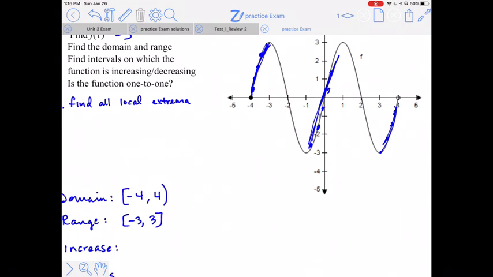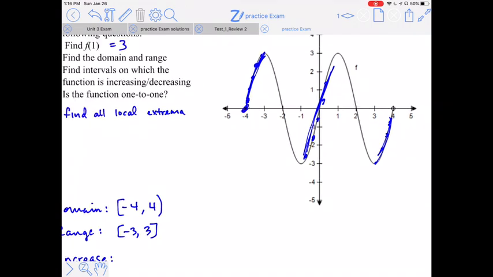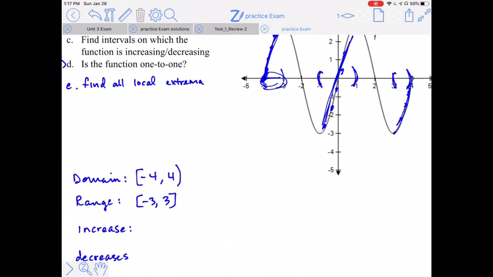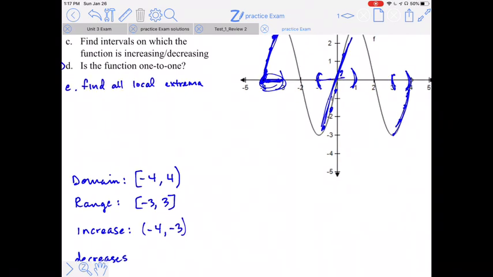Rather than stating that it increases from this point to this point, we only state the x values on which that occurs. So these x values, and then between these x values, and then between those x values. So the graph is increasing between -4 and -3. Then it's also increasing between these x values, -1 and 1. And finally, it increases between these x values of 3 to 4.